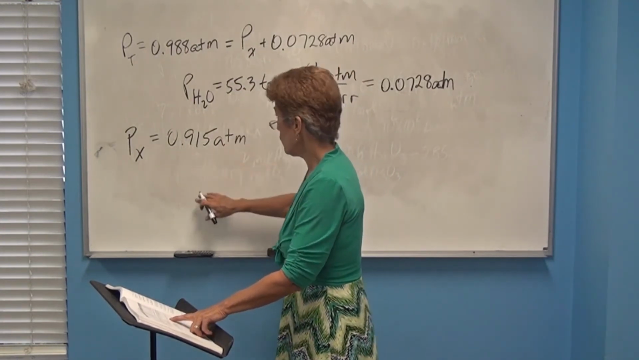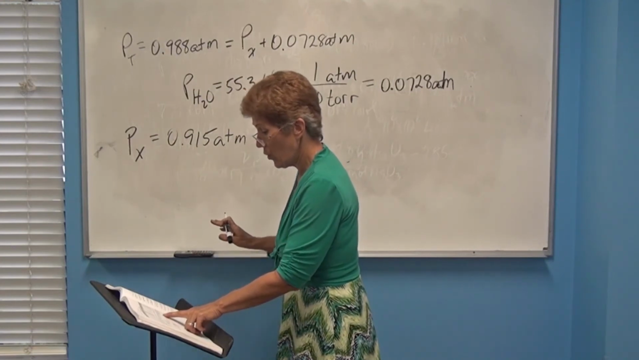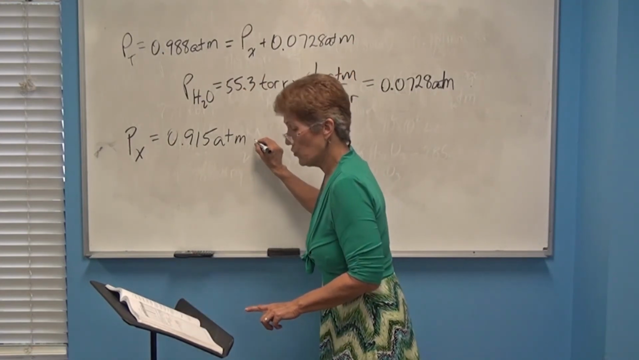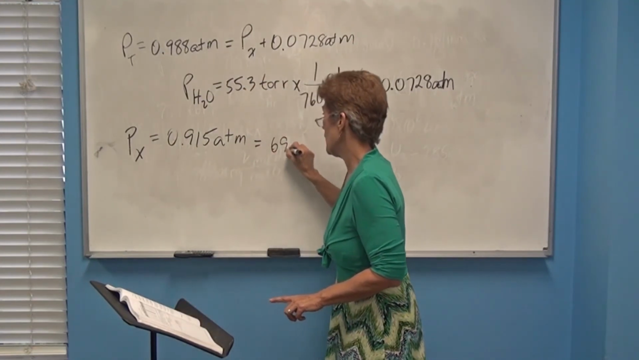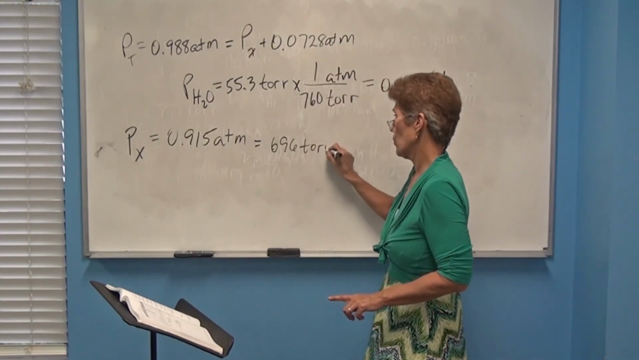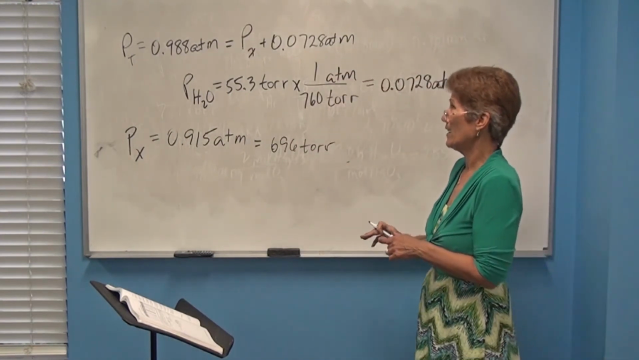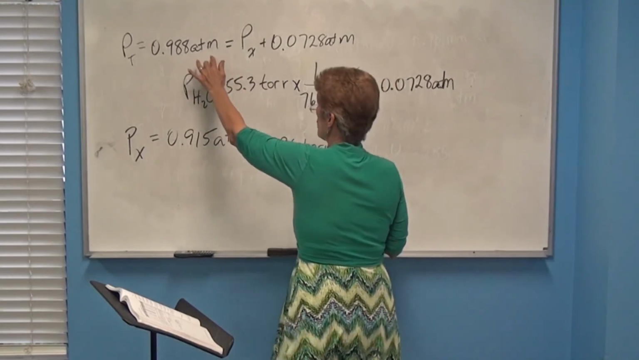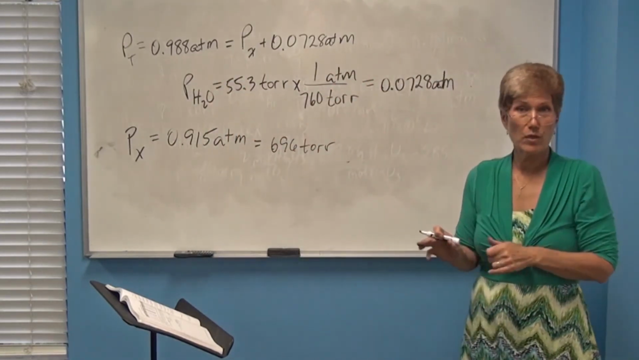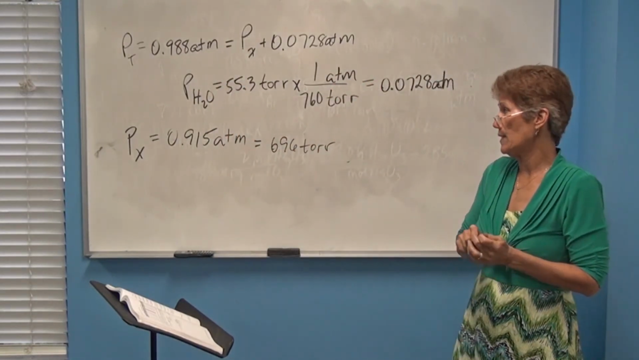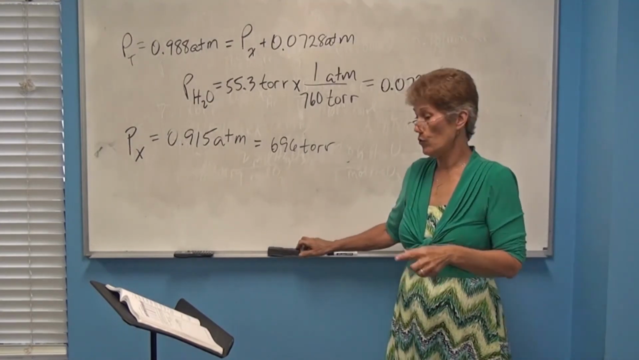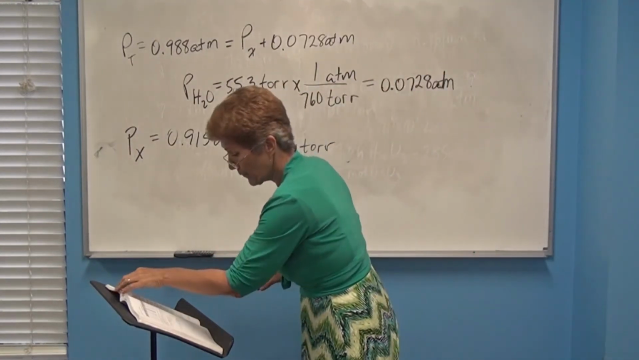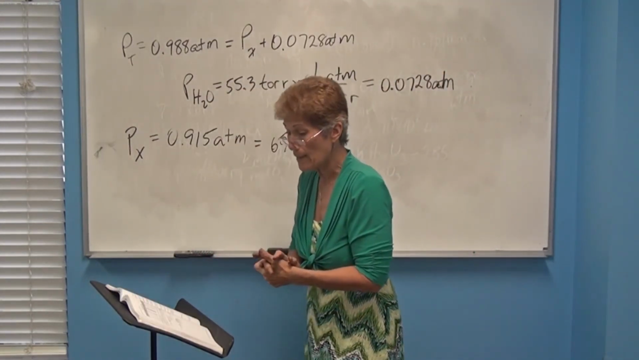Okay, now, if you happen to do it in torr, then its pressure would be 696 torr, depending on if you went the other way and you converted that to torr and then you made your answer in torr. But either way, it's going to have 3 significant figures, and it's going to be one of those 2 answers, and this is why. Hey, we're done with that test.